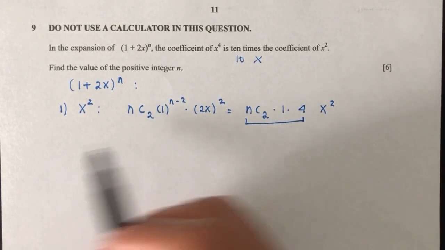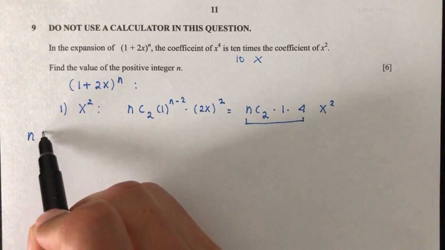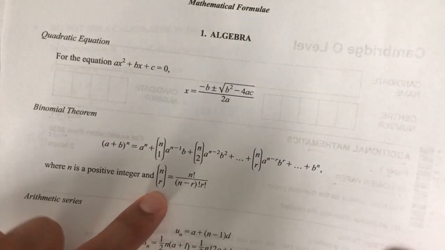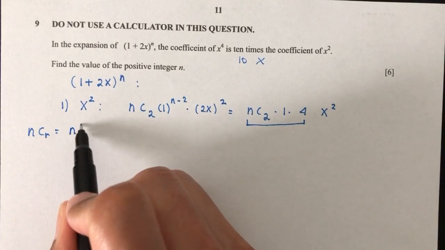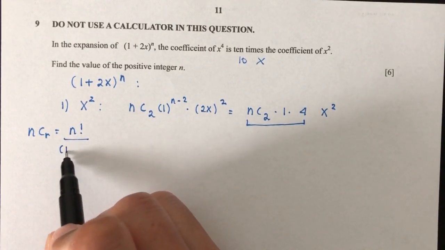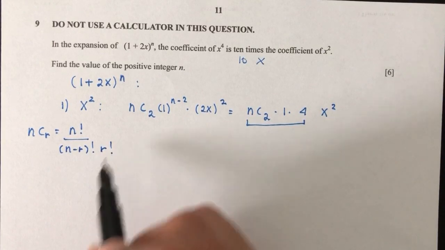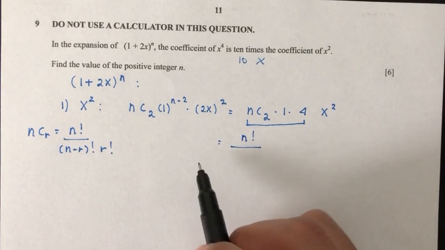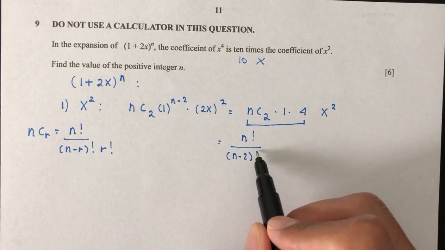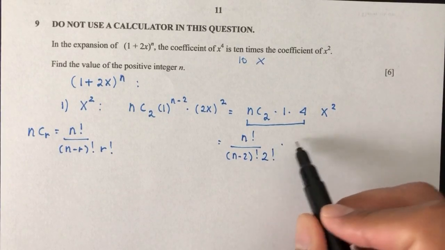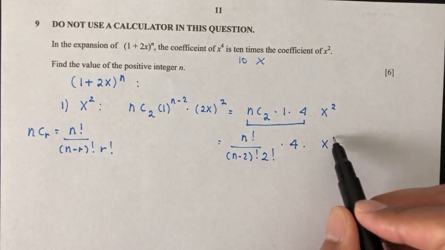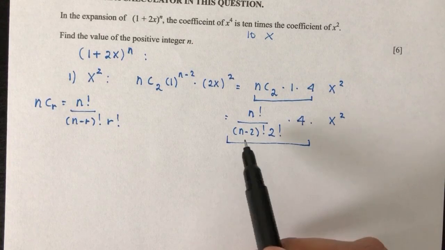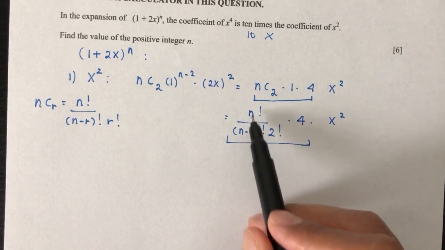So now we have to know what is n choose 2. So n choose r, for example, you will see that from the page of your formula here, it will be equal to n factorial divided by (n minus r) factorial times r factorial. So same thing here. If you replace this here, we will have n factorial divided by (n minus 2) factorial times 2 factorial times 4x squared. So this is your coefficient of x squared.